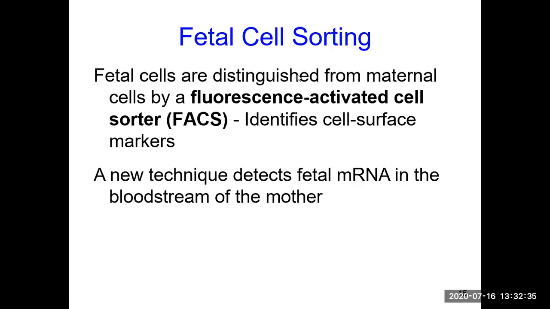So we use this technique called FACS, fluorescence activated cell sorting. The instrument is a cell sorter, and in this technique we can identify different cell populations using the different markers, the different proteins that are sticking out from the surface of those cell types. So the maternal cell would have a different population of markers on the outside, while the fetal cells would have different ones.